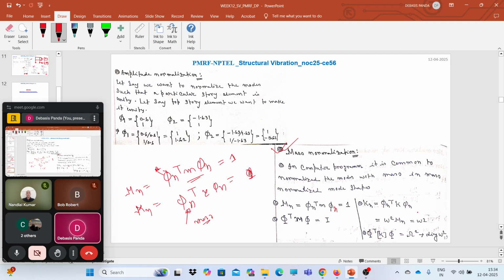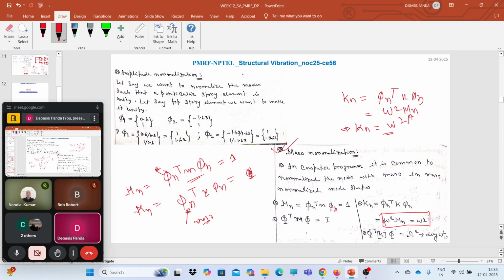I will show you some problems on how we can do the mass normalization, because we need to have this Mn matrix at the very beginning. We get the Mn matrix using phi transpose M phi, and Kn will be phi n transpose K phi n, and that leads to omega square into Mn. We have seen Mn is equal to 1, so your Kn will become omega square. Got my point? This is a very important relation.